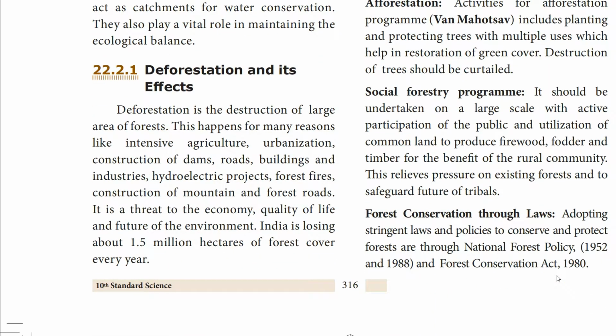Forest conservation through laws. So the government also put forth many laws and rules to protect the forest through the National Forest Policy in 1952 and 1988, the Forest Conservation Act in 1980, etc.